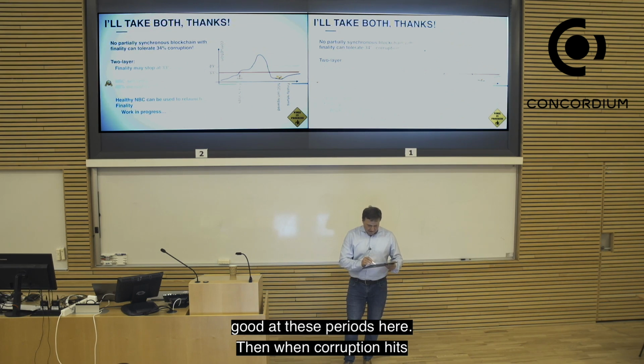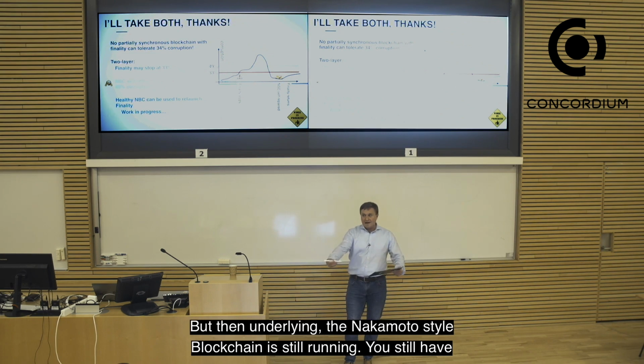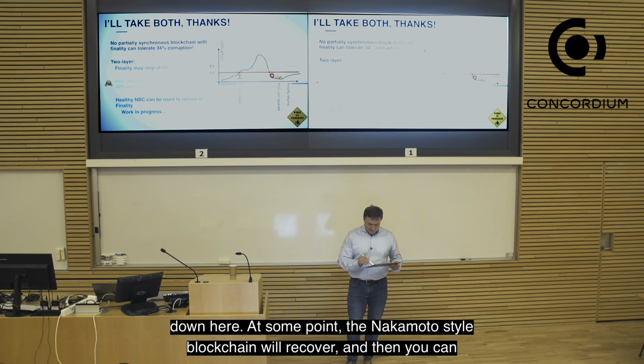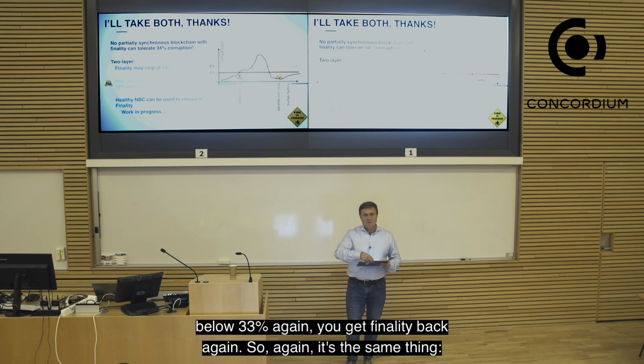When corruption hits 33% here, where probably you cannot have finality anymore, it will turn off. But the underlying Nakamoto-style blockchain is still running. You still have a blockchain. It means you can recover, even if corruption comes all the way down here, at some point the Nakamoto-style blockchain will recover. And then you can use that to respawn the finality layer. And then when you're below 33% again, you get finality back again.